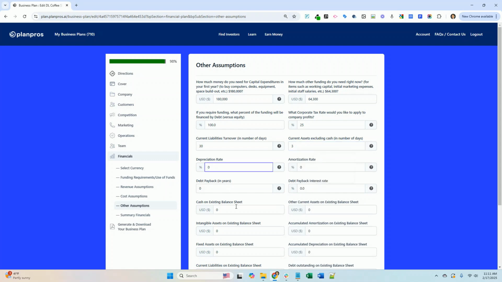Depreciation rate typically is 20%. We say it right here. Amortization rate, 99.9% of you don't have to worry about this. Amortization is the depreciation or reduction in value of a non-physical asset, like the value of a company logo, et cetera. So that's not usually applicable. Debt payback, usually let's say you take a 5-year loan out, and the interest rate. This you're going to get from your bank. Let's say an 8.5% interest rate is sort of typical.